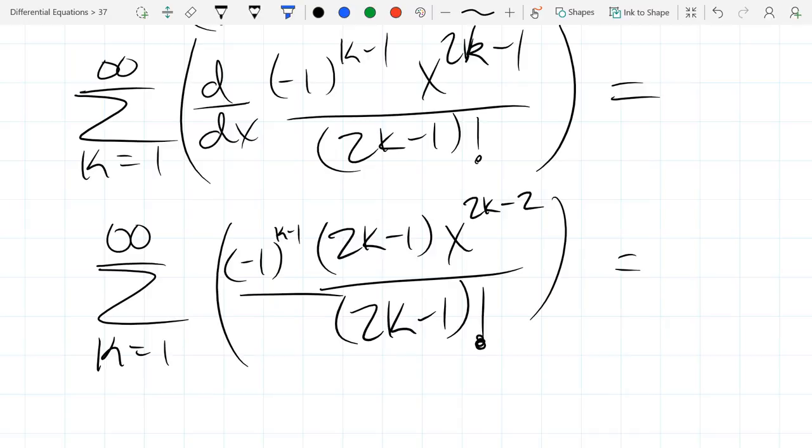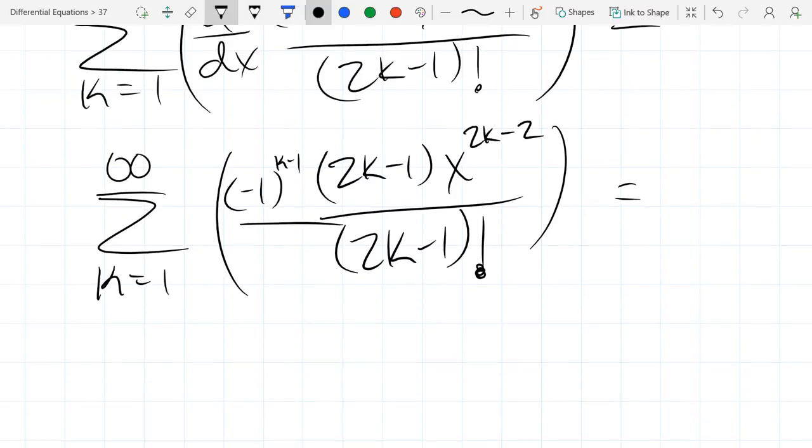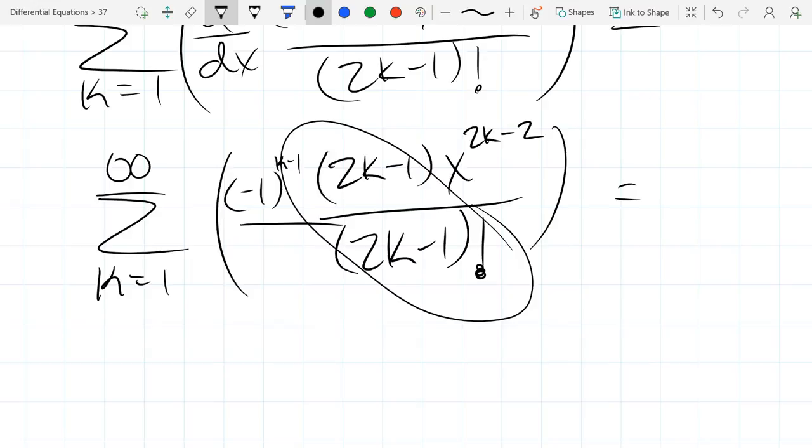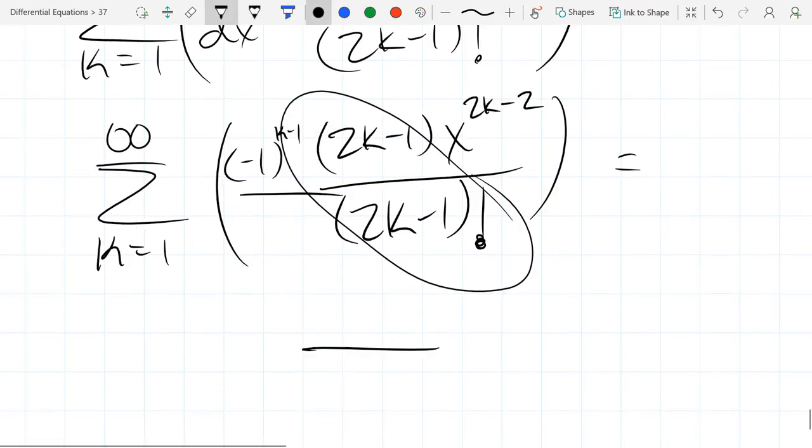What algebra can we do here? So the biggest piece of the factorial cancels out the 2k minus 1. So if I cancel these, I have to be very careful. So they don't cancel out to 0, but they do reduce. So they're going to reduce to 2k minus 2 factorial, like that. So I drop my highest factorial when I cancel.